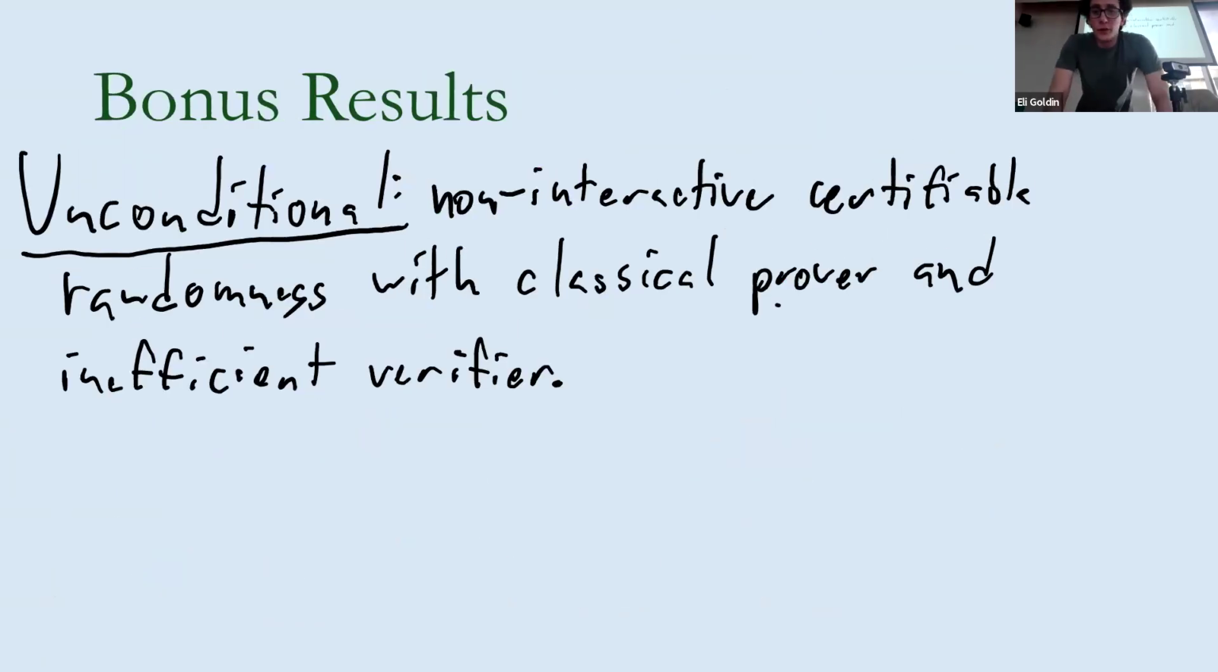We will also get some bonus results. The first bonus result is a little silly. It's an unconditional result. Oh, my handwriting on this slide is so bad. We have a non-interactive protocol for certifiable randomness with a classical prover and an inefficient verifier. I'll define what this means later, but this is very odd.